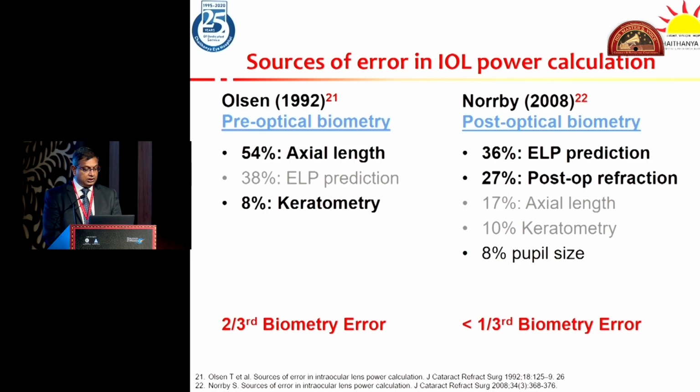So if you look at the biometry errors, pre-optical biometry in 1992, the commonest cause was the measurement error, which was axial length, and keratometry contributed 8% to the errors. But today with optical biometry, ELP has become the number one culprit. Post-op refraction by the optometrist is the number two, and the other measurement issues have become much lesser.